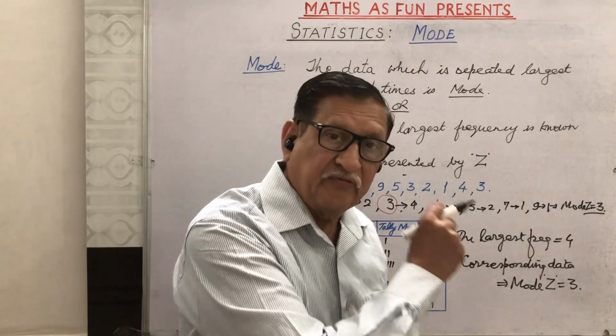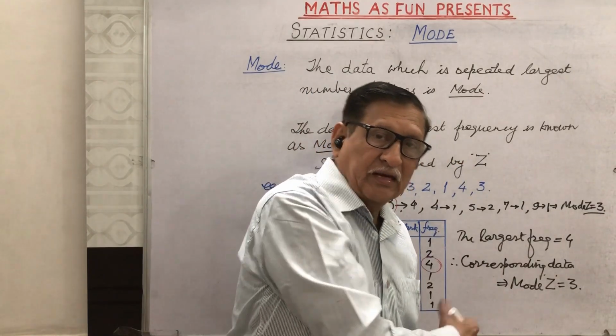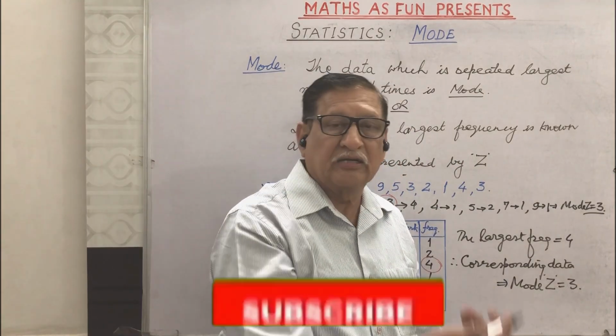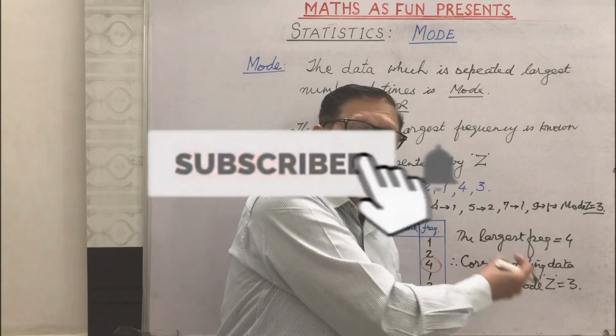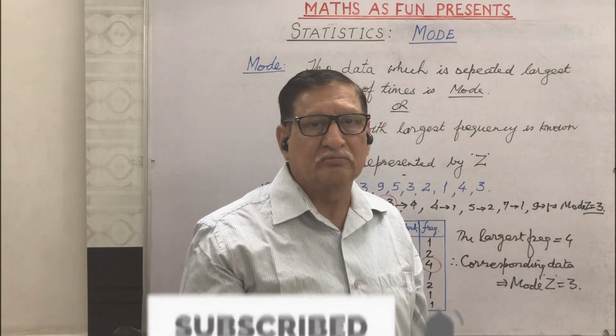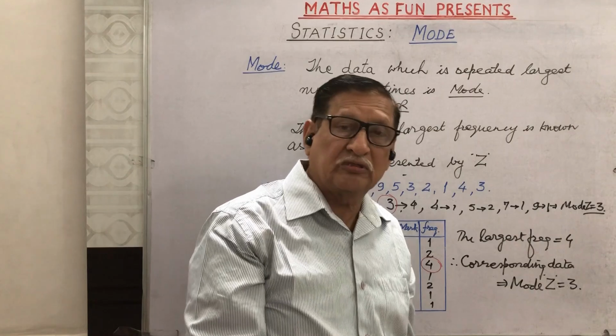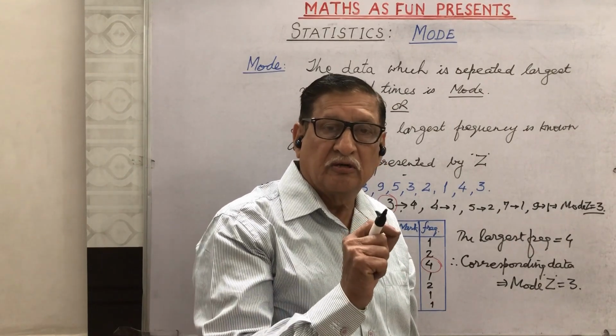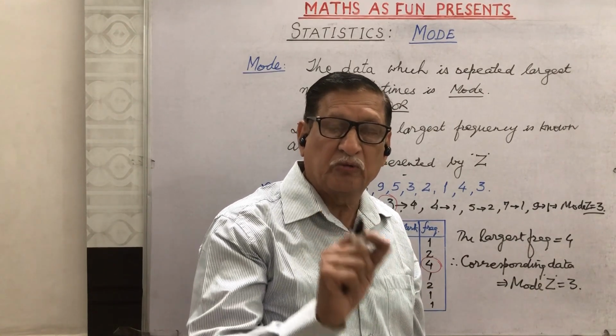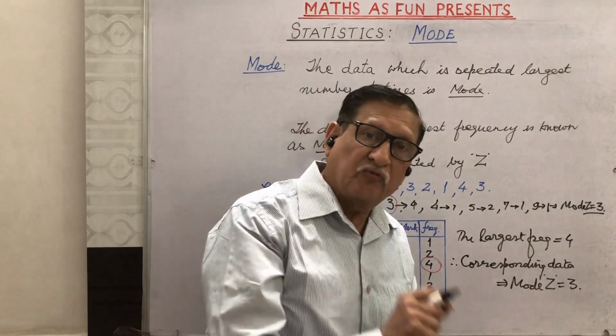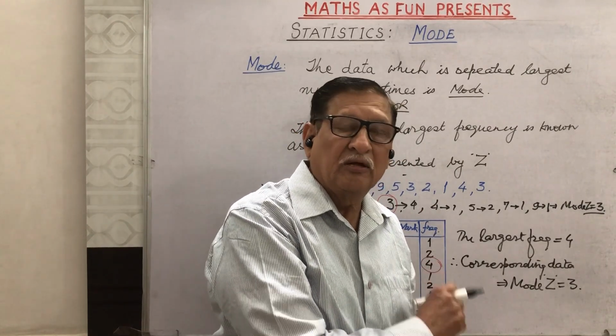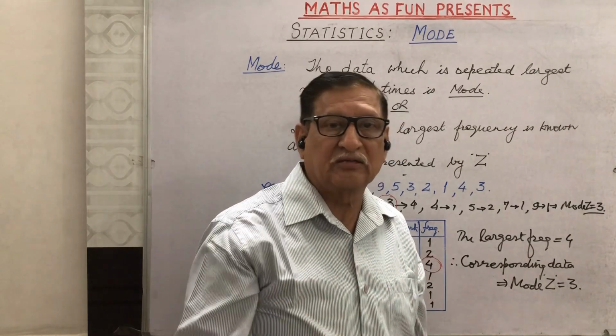In case we are given the frequency table directly, then we only have to see the data which has the largest frequency, and that is the mode. But to find the mode for a frequency distribution which is grouped or classified, we have to follow a particular algorithm. We will learn it now through some examples.